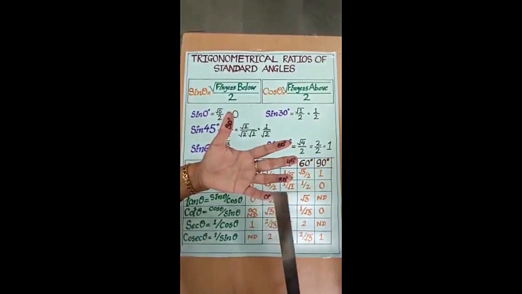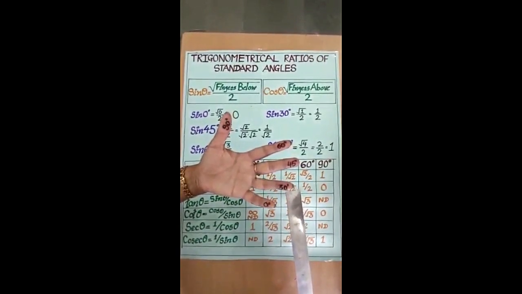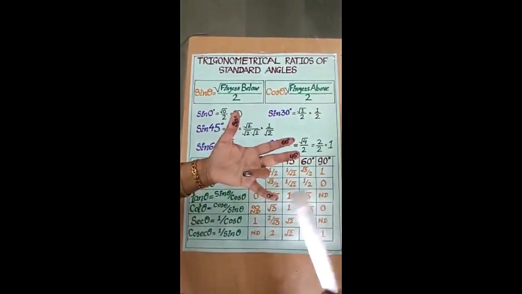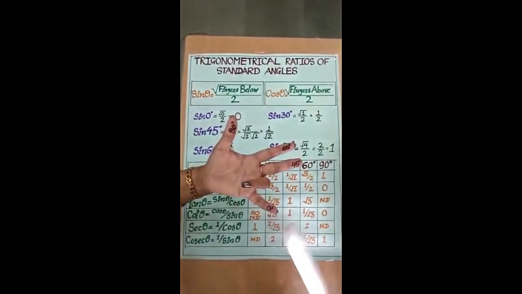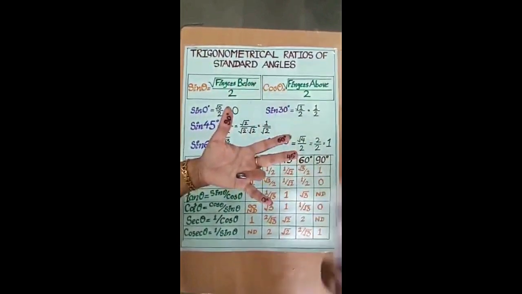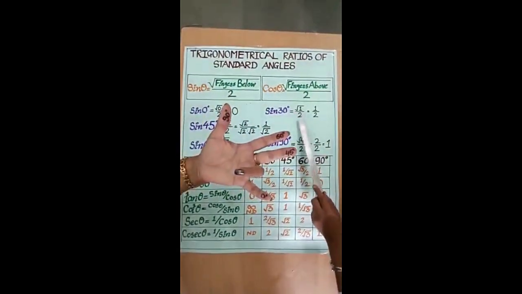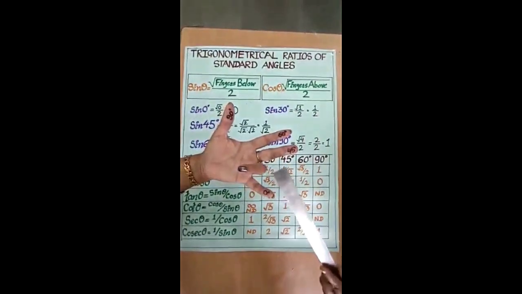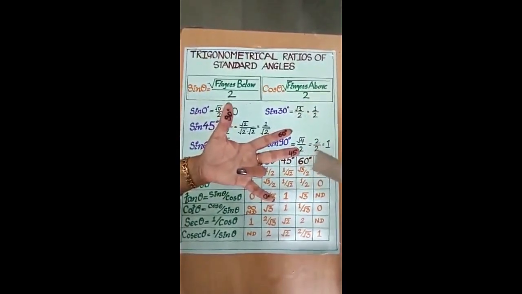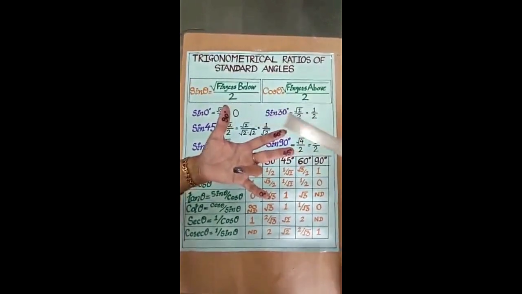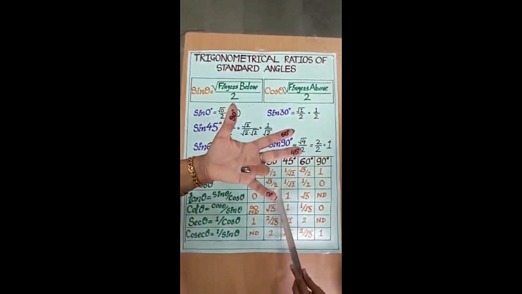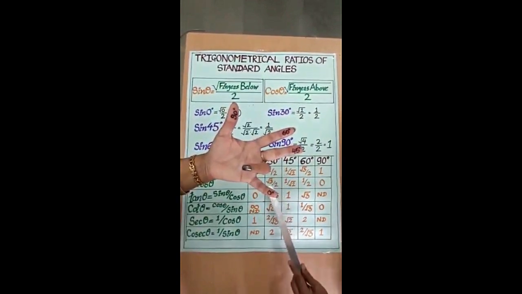Same case for 30 degree. This is your 30 degree, the ring finger. There is only one finger below this. So sin 30 degree is under root fingers below, which is 1. So under root 1 divided by 2 comes 1 by 2. Same case for cos theta. How many fingers are above this 30 degree? 1, 2, 3. So we get root 3 by 2. Cos 30 degree is root 3 by 2.